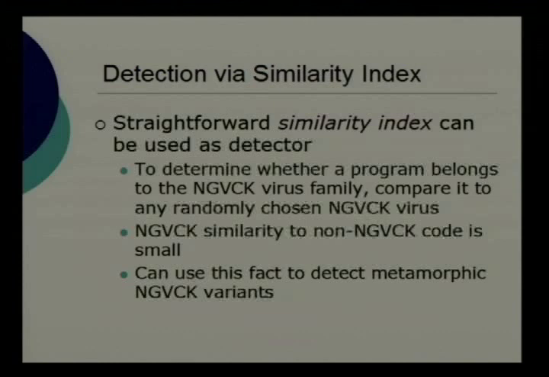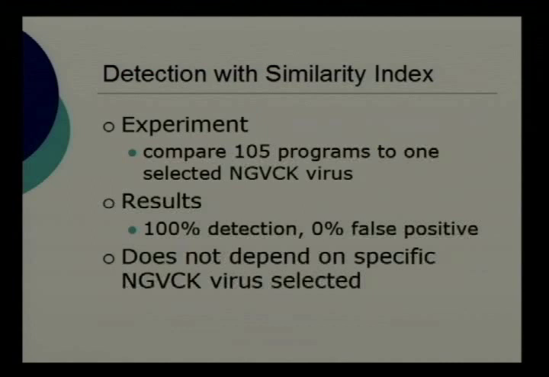And we actually tested that. We compared 105 programs composed of normal regular programs, and also some ENVIC viruses and some other viruses, and used the method I just described, based on similarity index and comparing the average result. I can classify 100% of the time correctly whether the 105 programs are viruses or not, and there's no false positive. And I tried this on different viruses, and I found out that it doesn't depend on the specific virus that you select in the first place.